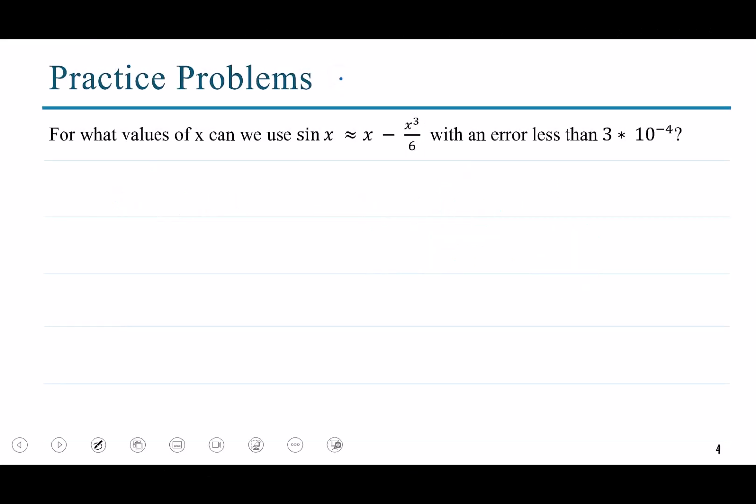Now, that was the first method for solving this problem, looking at it as an alternating series. Another way to solve it is looking at it as a Taylor series and using the formula for Taylor series. So again, going back, we're looking for a range for x for which we can use only these terms for our sine x, and the error has to be less than this. Let's go back and write the Taylor series for sine x again.